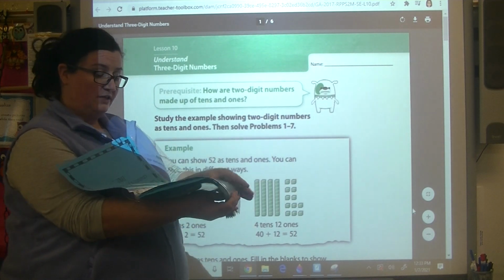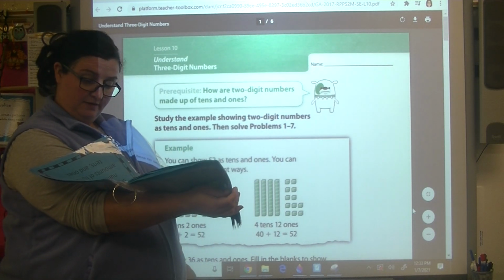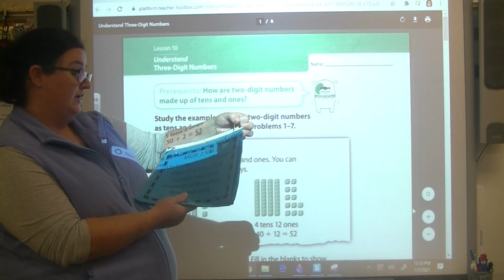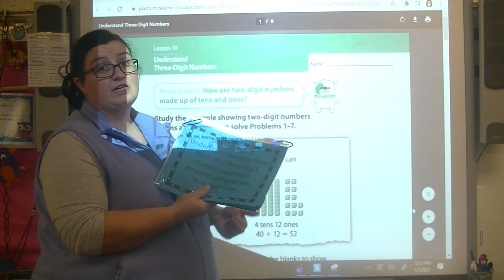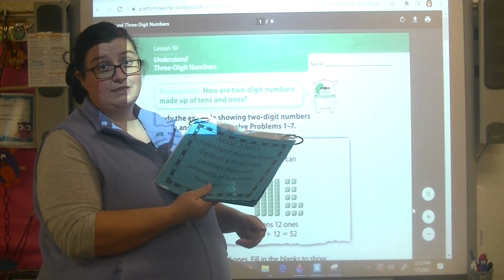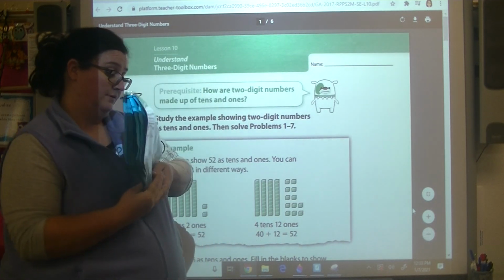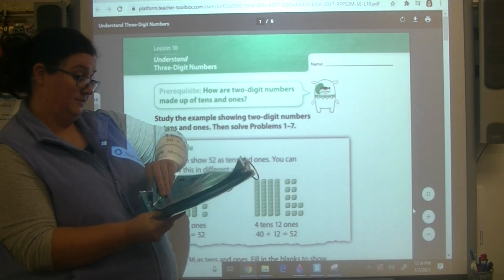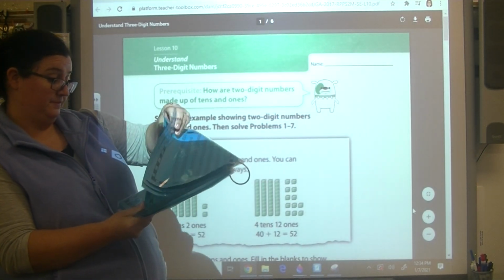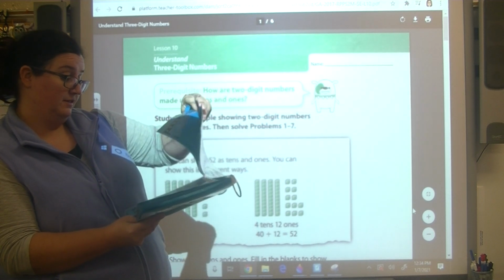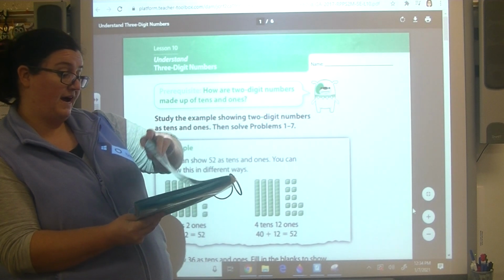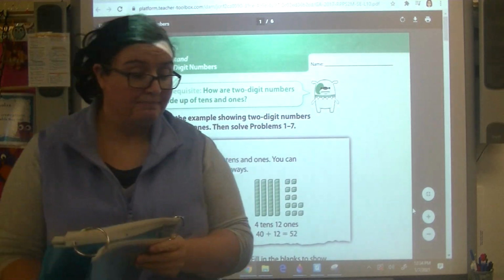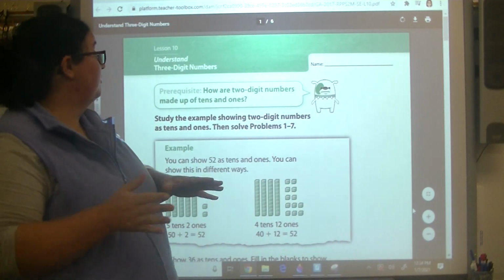All right, your standard also says that you are able to understand a 3-digit number as it represents hundreds, tens, and ones. And also that you can count by 100s, 100, 200, 300 as a group of 100s. All right, so we're going to go over just a few things.